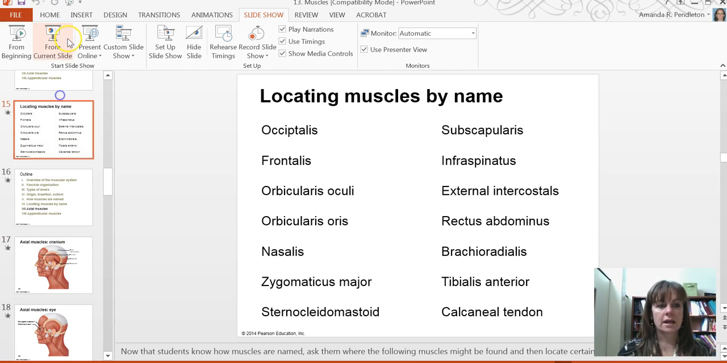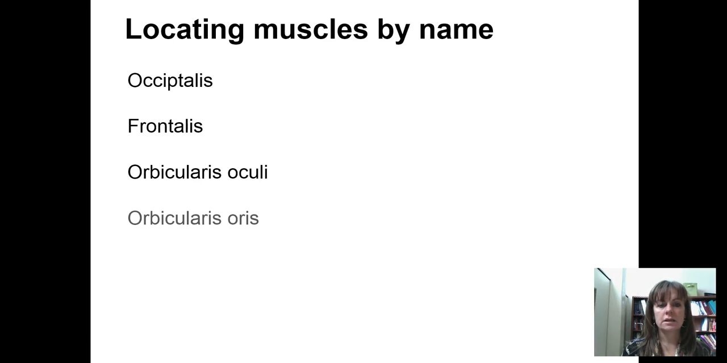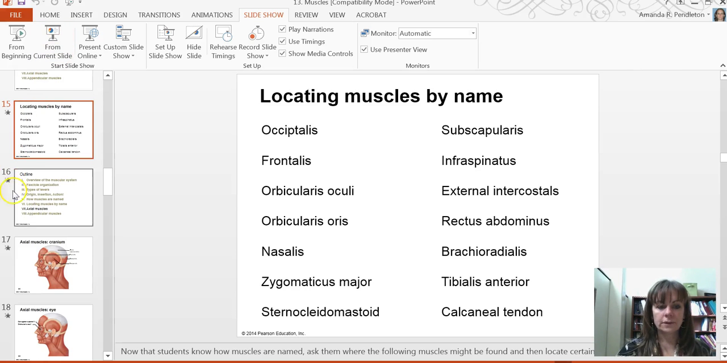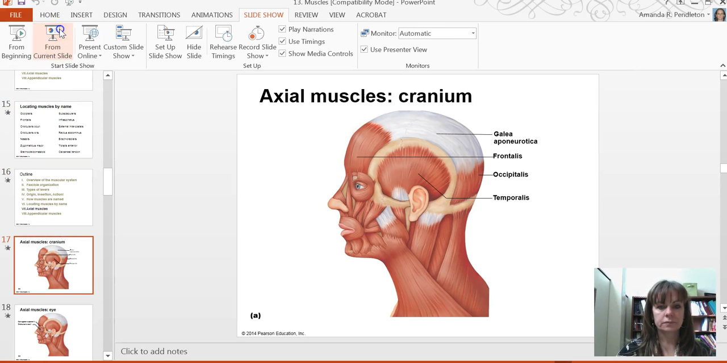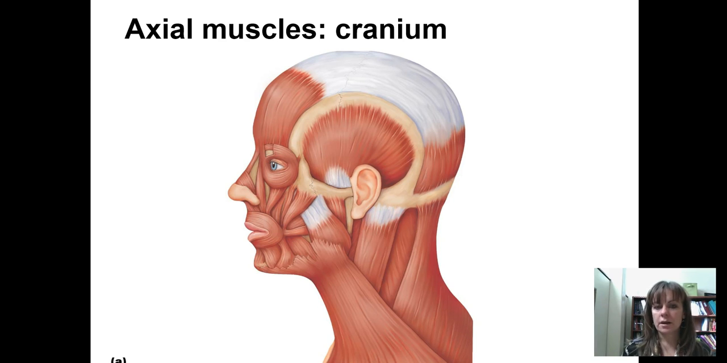Now, let's say instead we've done these. What if I say orbicularis oris? Well, what does oris mean? Oris, you might think of the word, it's very close to oral. You might think oral hygiene. Well, again, we look right here, and there's a circular one that goes right around the mouth. And that, in fact, is the orbicularis oris.